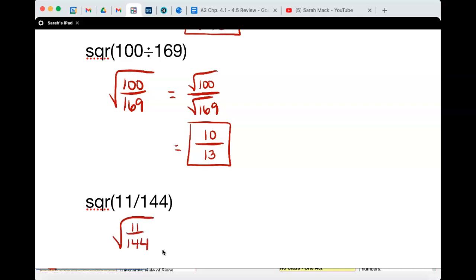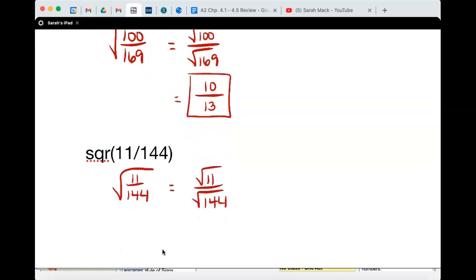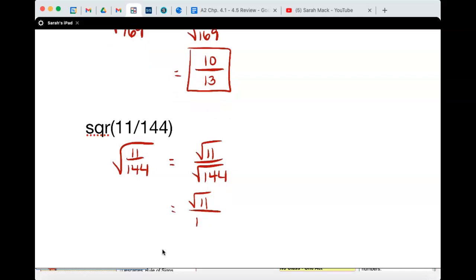Okay, let's do the same idea. Two separate radicals. Can't do anything with 11, so 11 stays underneath the radical sign. Square root of 144 is 12. So then that's simplified. I like this problem better than the last one.